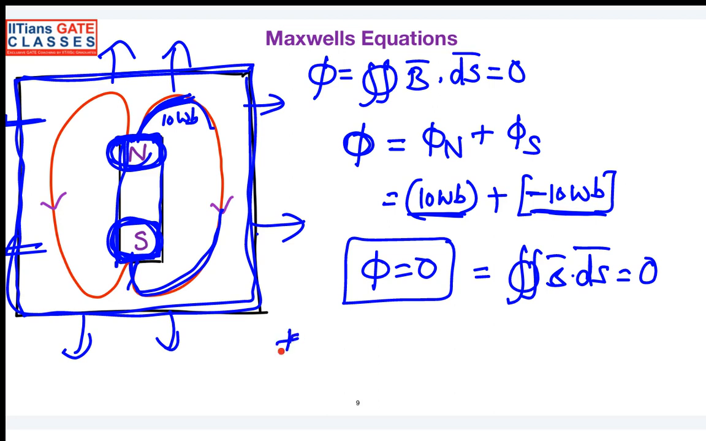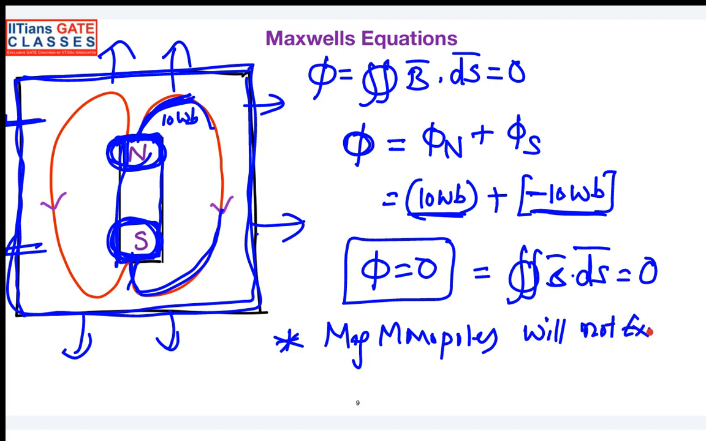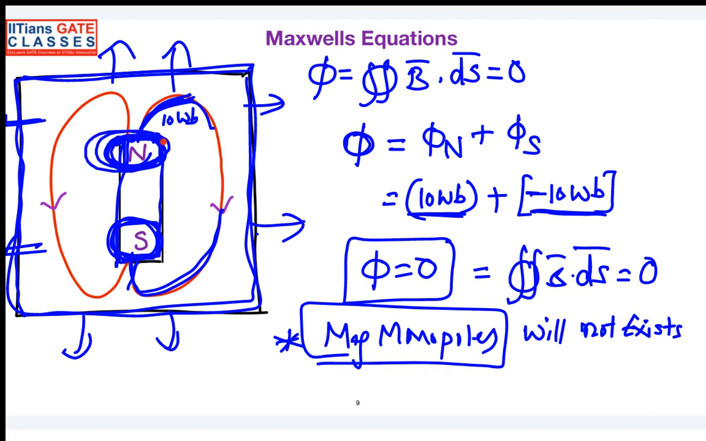So this equation also says that magnetic monopoles will never exist. This is a very important statement. This Maxwell equation also justifies that there are no magnetic monopoles. That's what we have seen. Suppose you assume that there is only a magnetic monopole, that means only the North Pole exists. In that case, can you get the value of phi equal to 0? Suppose I have a magnet where only the North Pole exists. Can you get the flux to be 0 at that time?